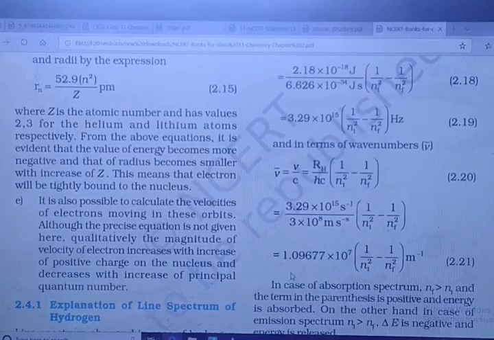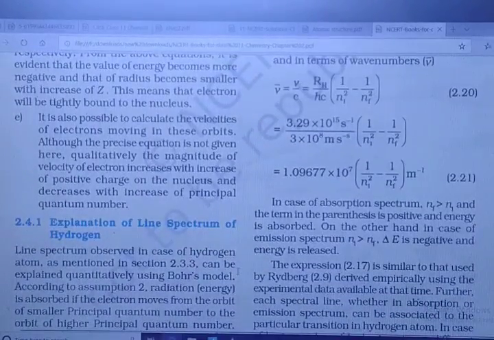So here, why is the delta E value negative? Just listen to this concept. In the case of an absorption spectrum, n final will be greater than n initial. Absorption means the electron jumps from one energy level to a higher energy level. So in the absorption spectrum, n final is greater than n initial, the term in parenthesis is positive, and the energy is absorbed.